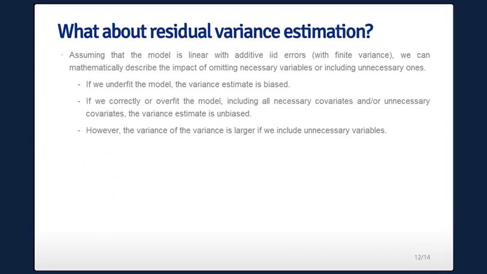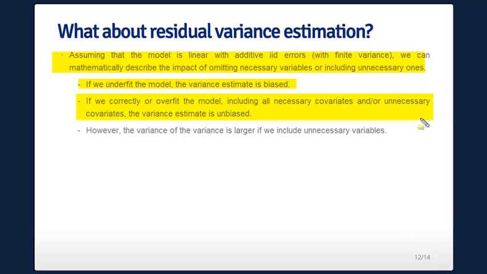Okay, so what happens to residual variance estimation when we omit or include variables that we should or shouldn't have? Again, we're going to assume the model's otherwise right: linear, IID errors, finite variance. Then we can describe the mathematical impact of omitting necessary variables or including unnecessary ones. If we underfit the model, i.e. omit necessary variables, then the variance estimate is biased. If we overfit the model, including all necessary covariates and unnecessary covariates, then the variance estimate is unbiased.